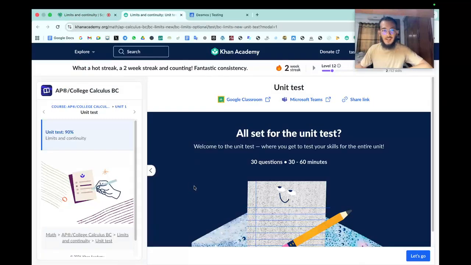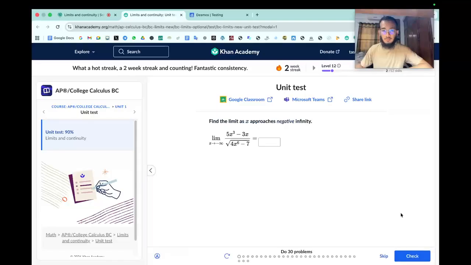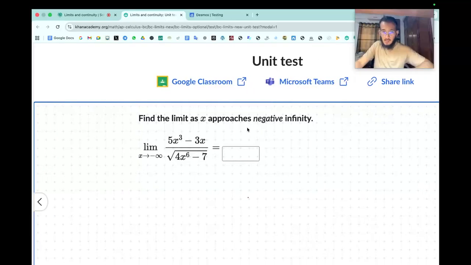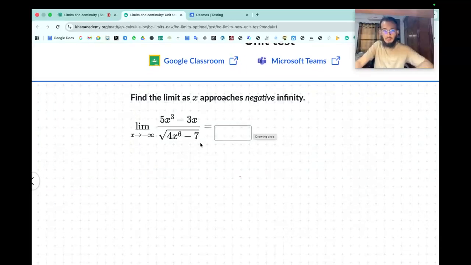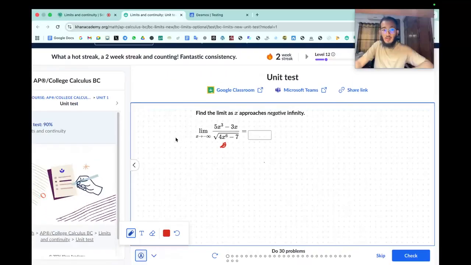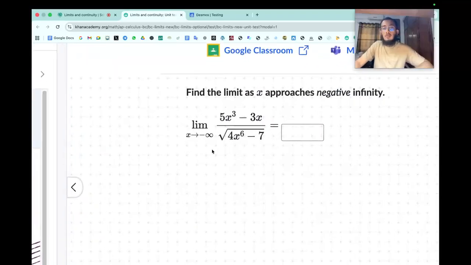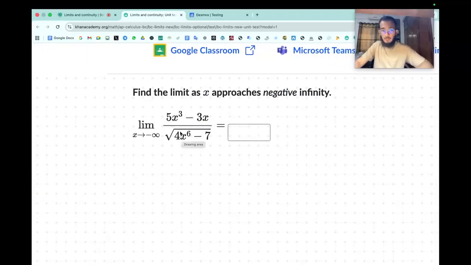Alright, let's get started with our limits and continuity unit test under the course Calculus. What do we have for the first question? Find the limit as x approaches negative infinity. So we can't plug in negative infinity here, so we need a form that would help us use direct substitution for negative infinity.